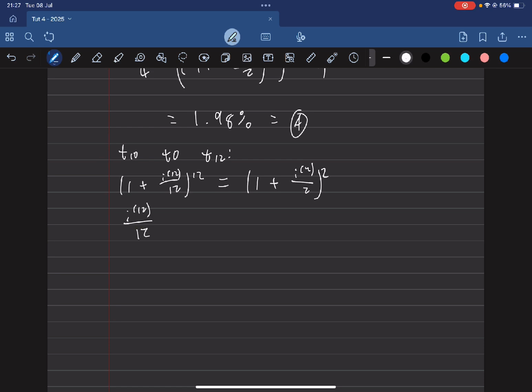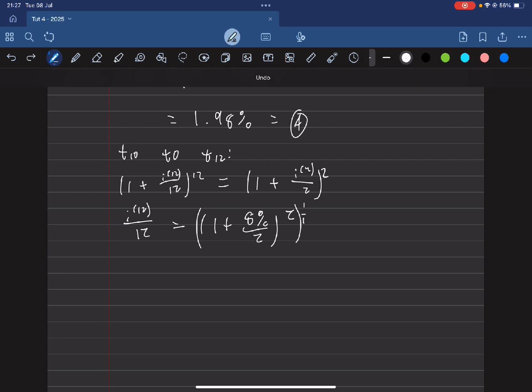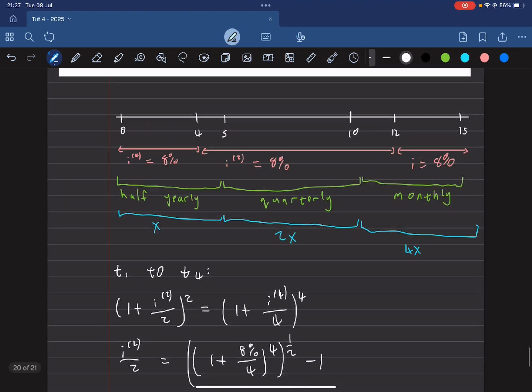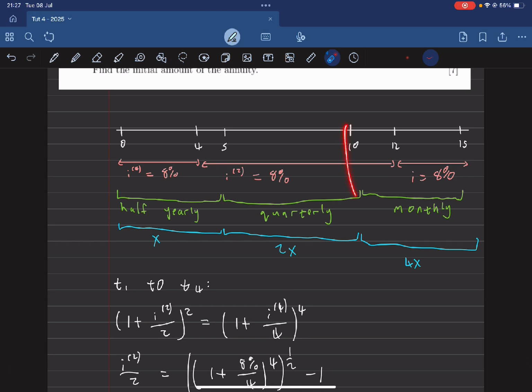I12 over 12 equals 1 plus 8% over 2 to the power of 2, to the power of 1 over 12, minus 1. When we sub that into our calculator, we get 0.66%, and I'm going to save that as B. Cool. So now we've converted this interest rate to monthly.